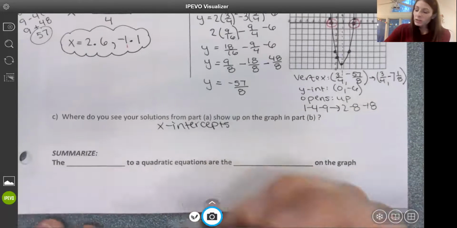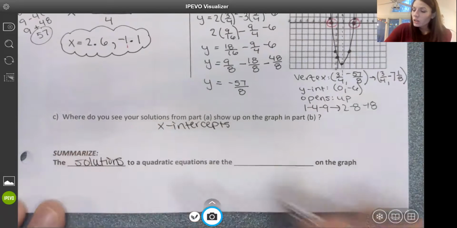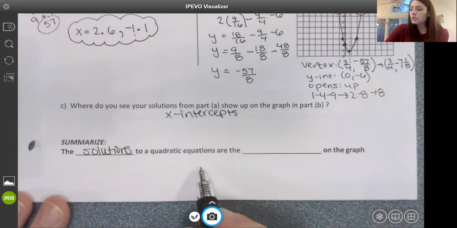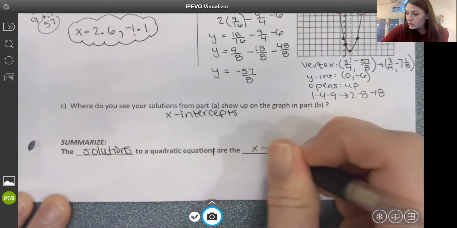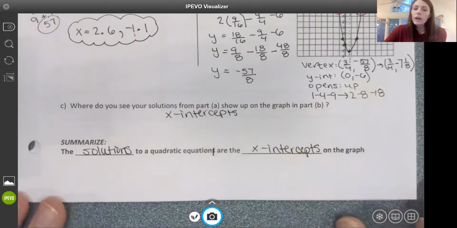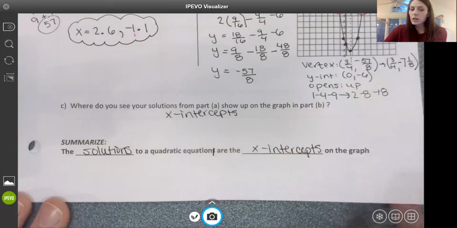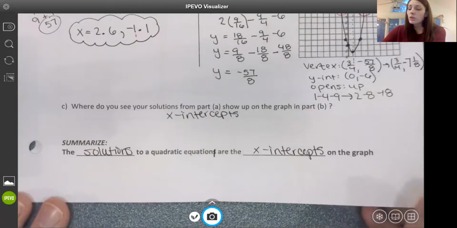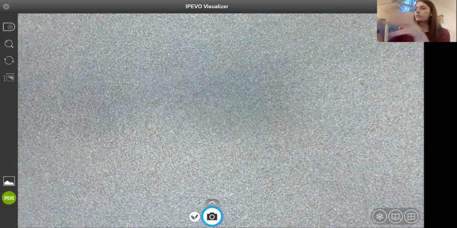So to summarize, the solutions to a quadratic equation are the x-intercepts on the graph, which we've already talked about. We've talked about quite a bit. Now I want to take that just a little bit further and talk about different types or numbers of solutions that we could have. So flip this over.